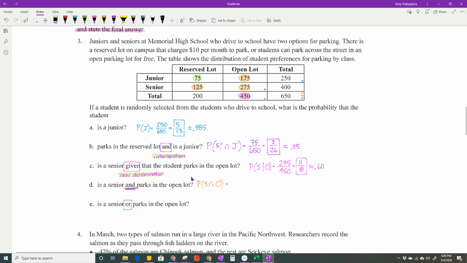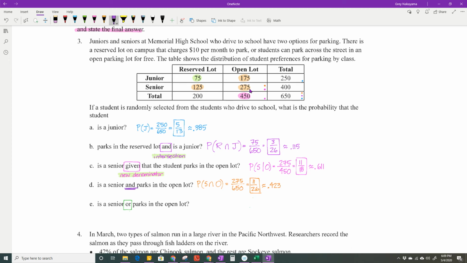Okay, and that uses the total of all the information. So that's why there's an orange dot up there next to 650. And how many of them are seniors and park in the open lot? So I'm going to look for the point of intersection of senior and open lot. So that is 275. So that's going to be on top. Reduce it to 3 decimal places.